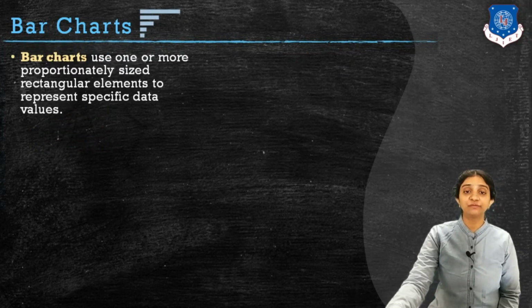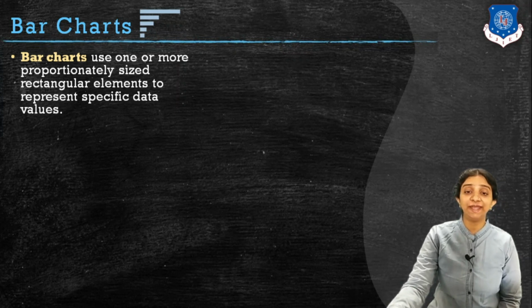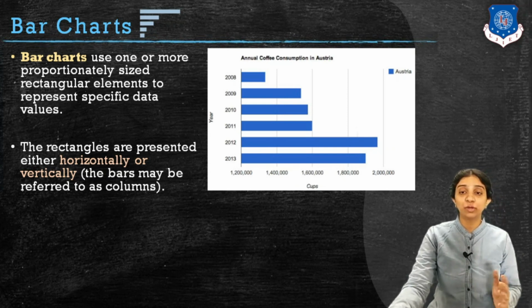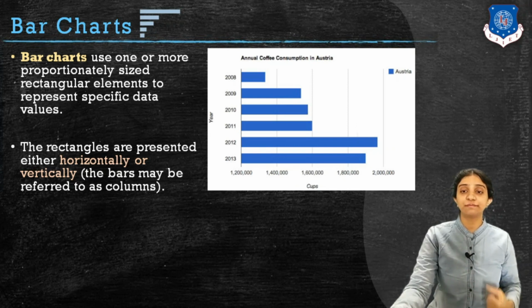A bar chart uses one or more proportionally sized rectangular elements, which are called bars, to represent specific data values. Now these bars or rectangles can be placed either horizontally or vertically. When placed vertically, they are called columns. When they are placed horizontally, they are called bars.